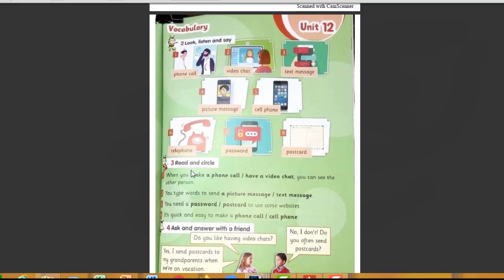Number 3, read and circle. Number 1, when you make a phone call or have a video chat, you can see the other person. Again, when you make a phone call or have a video chat, you can see the other person. Yes, you have a video chat. Put a circle around the video chat. Number 2, you type words to send a picture message or a text message. You type words means you write. You write to send a picture message or a text message? Yes, a text message.